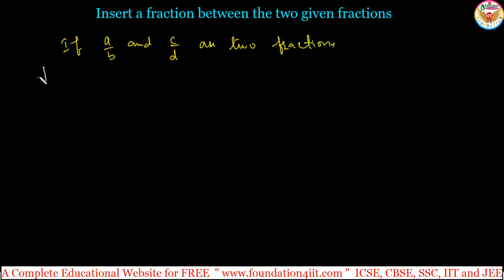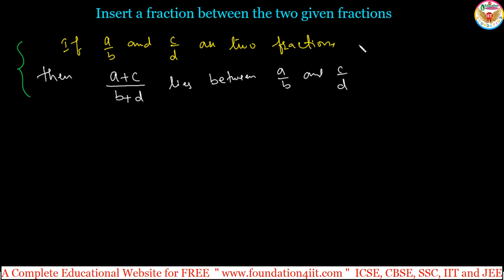then a plus c, the sum of the numerators, by the sum of the denominators, b plus d, lies between these two fractions, between a by b and c by d. Okay, this is the rule. We can apply this rule to insert a fraction between the two given fractions.